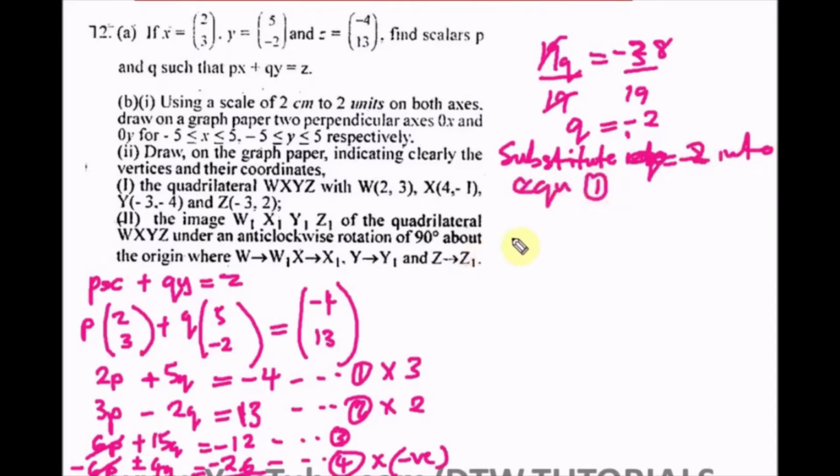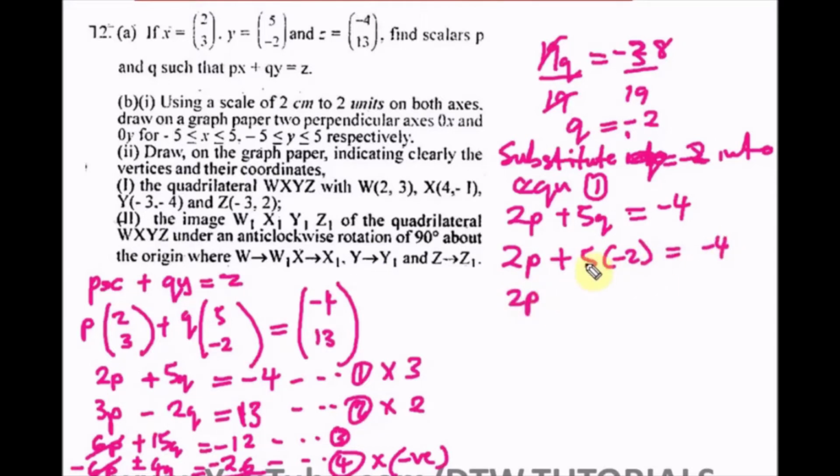Okay, since you know q as -2, we can now substitute this value into any of the equations. I'm going to pick equation 1. So substitute q equal to -2 into equation 1. What's equation 1? Equation 1 is 2p plus 5q equal to -4. So let's put in -2 here. So we have 2p plus 5 bracket -2 equal to -4. So this is 2p plus 5 times -2, which will give us -10, equal to -4.